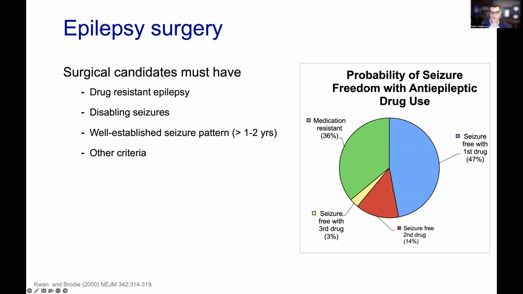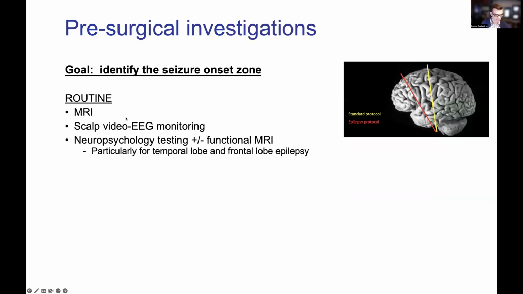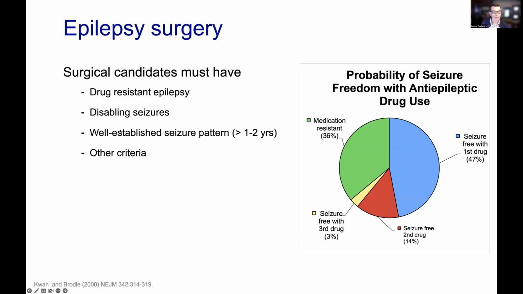So they must have failed at least 2 adequately tried anti-seizure medications. The seizures must be focal in onset for a resective surgery. They must be disabling, and they must have a well-established pattern, present for at least 1 or 2 years. And there are a few other criteria which I won't discuss.